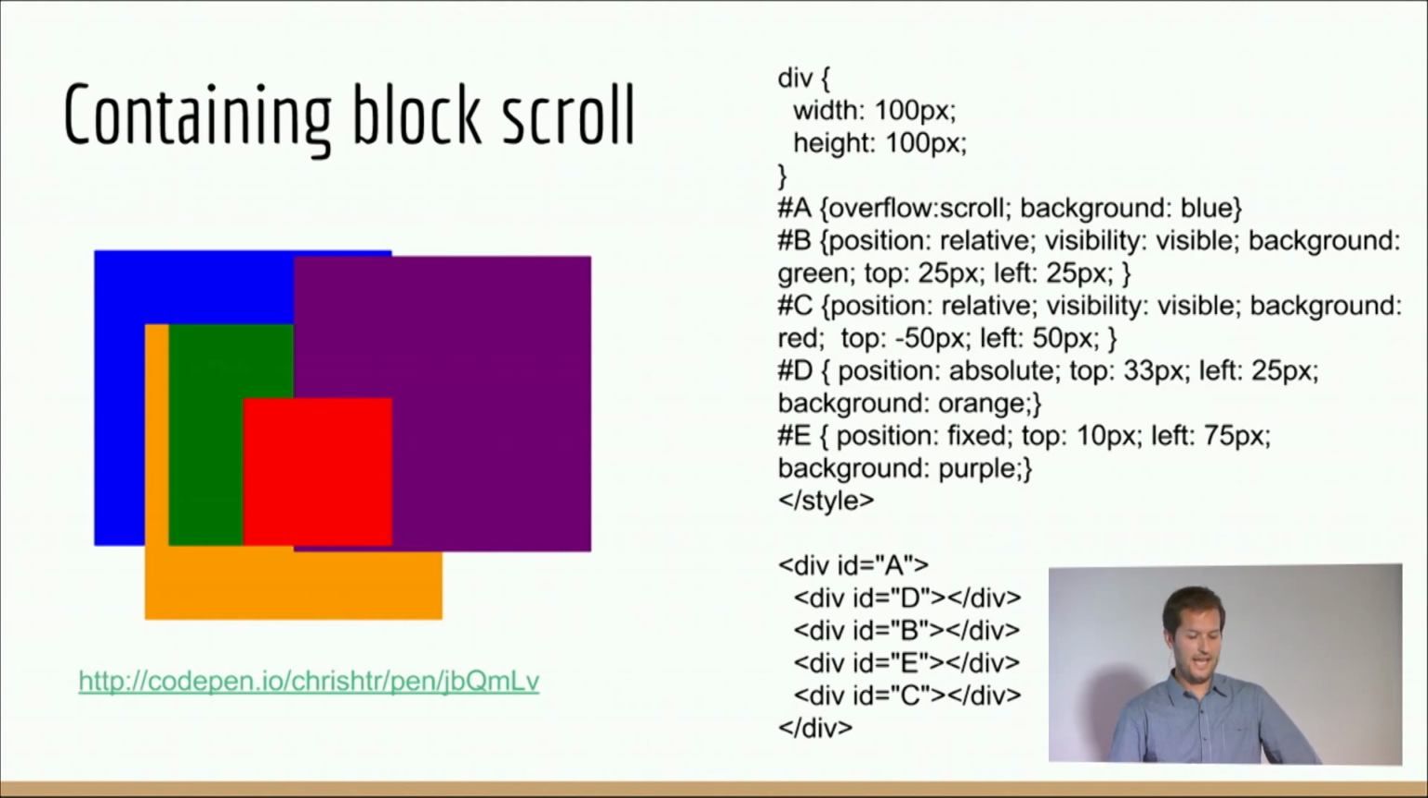So in this case, A is intentionally chosen not to have position, but it has overflow scroll. B is position relative, C is position relative, D is position absolute, and E is position fixed. And you've seen that I've interleaved the position relatives and the position absolute, position fixed ones. So D will not be clipped and will not be scrolled, and E will not be clipped and will not be scrolled. Nevertheless, paint order still applies.